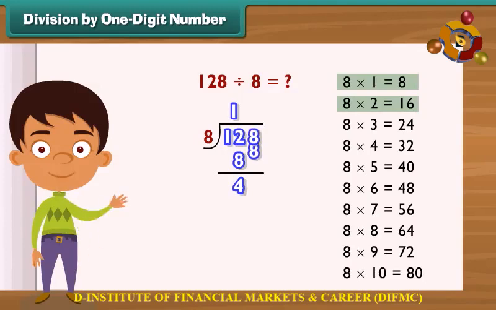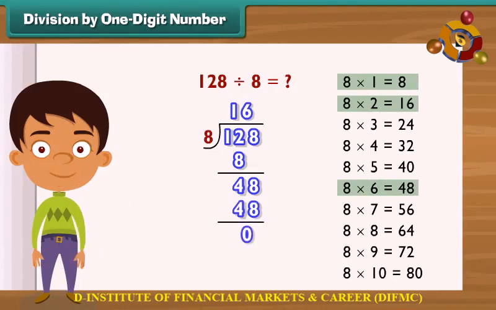Drag 8 down to form 48. Now divide 48 by 8. 8 sixes are 48. Write 6 above 128 next to 1. Subtract 48 from 48. The answer is 0. So, 128 divided by 8 is 16. The division leaves no remainder.